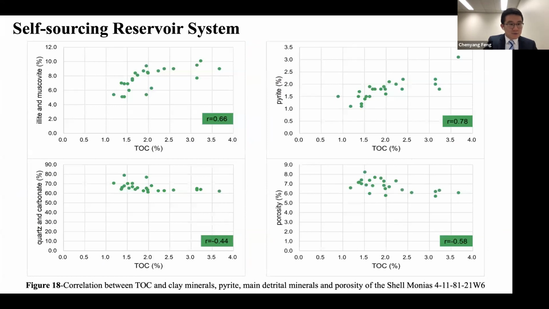However, the origin of solid bitumen within the siltstone units of the Montney Formation is still debatable. The correlation between the TOC, clay minerals, pyrite, main detrital minerals, and porosity reveals that solid bitumen in the Montney Formation in this studied core is possibly mostly converted from kerogen deposited in situ. So the reservoir nature of this Montney Formation in the studied area is possibly a self-sourcing reservoir system.